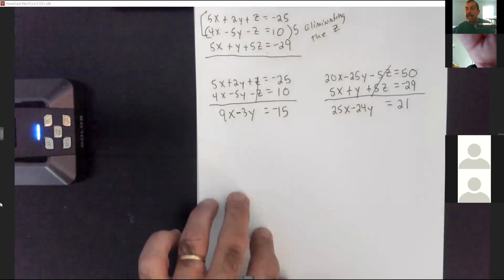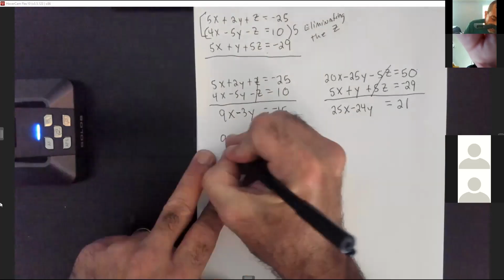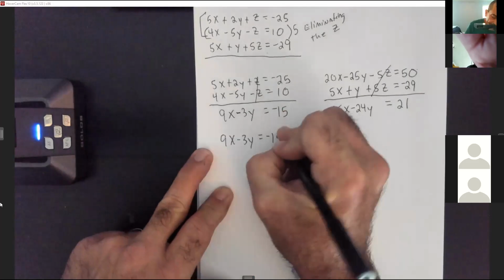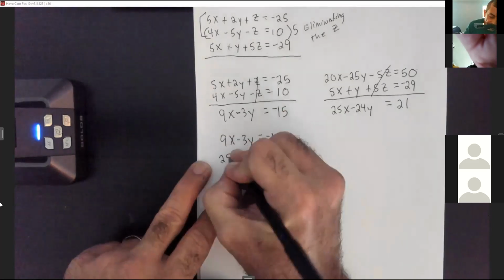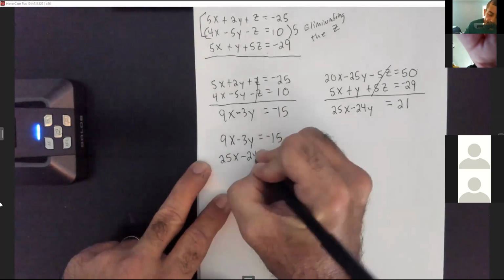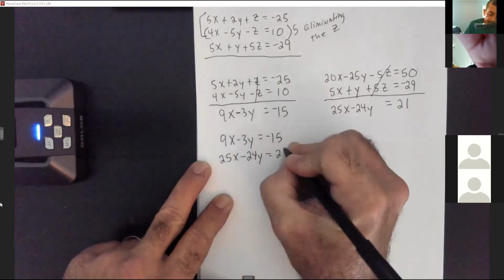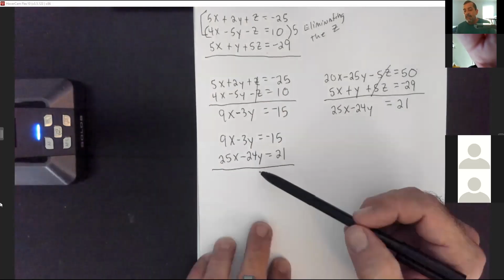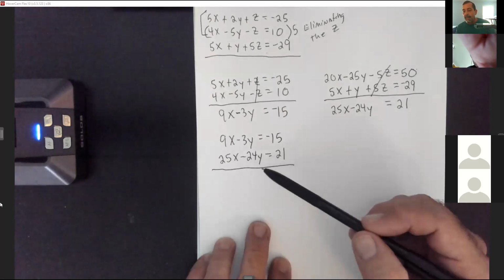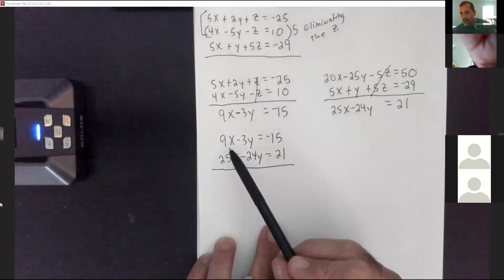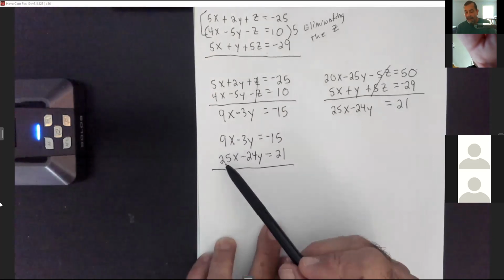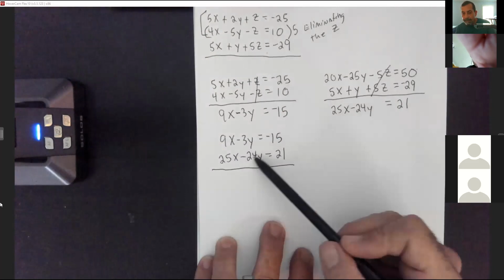So notice, I now have 2 equations that don't have a z variable. So let's write them down. And then my second one was 25x minus 24y equals 21. So now we've got to try to eliminate one of these 2 variables. I don't think I'm going to try to find a number that 9 and 25 will both go into, because that's probably a big number. I'm going to play with the 3 and the 24.